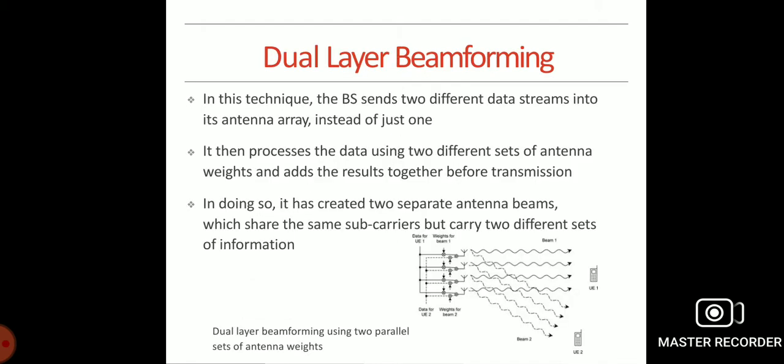And we are moving to dual layer beamforming. In this technique, the base station sends two different data streams into an antenna array instead of just one. It then processes the data using different sets of antenna weights and adds the results together before transmission. In doing so, it creates two separate antenna beams which share the same subcarriers but carry two different sets of information. So this is the dual layer beamforming methodology, using two sets of parallel antenna weights.